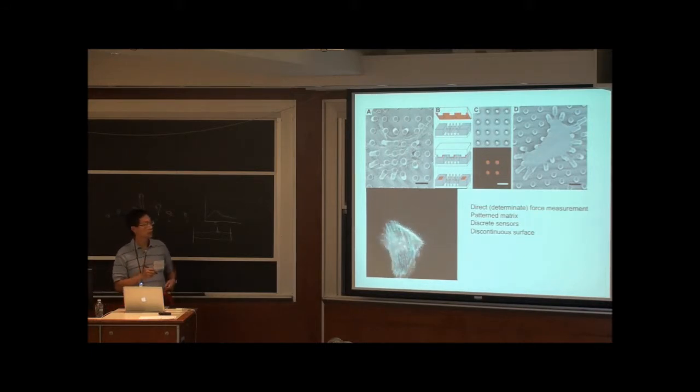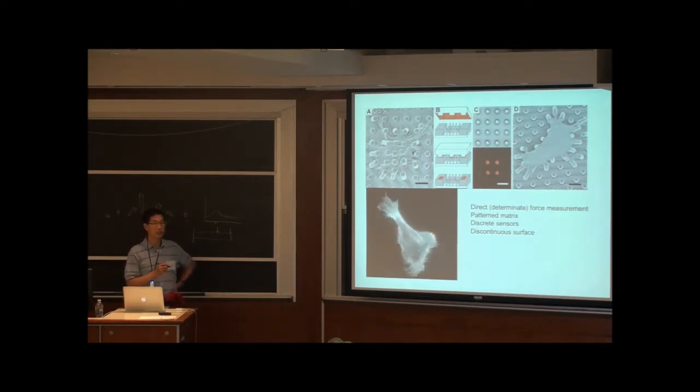So what is the scale here? In this case, our original pillars were quite big, but these ones now are about 1 micron diameter, a few micron spacings. So one cell will span between maybe 100 and 1,000 of these. And how much do they move?